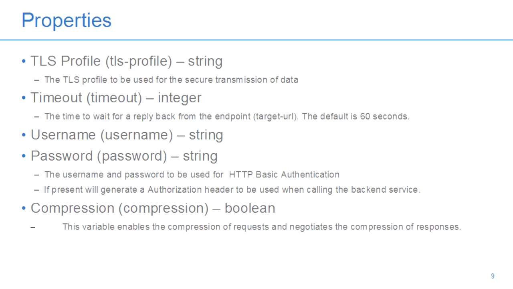The other thing we have is compression. Whether you want your response compressed or not, you can select a compression Boolean variable to say, yes, I want my request to be compressed. And that uses the basic DataPower compression algorithm to compress those.